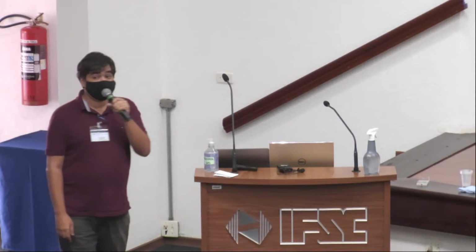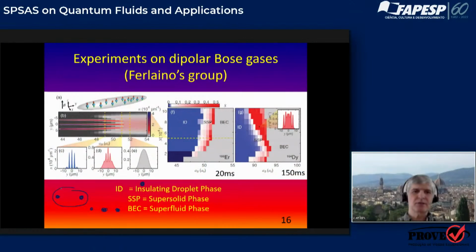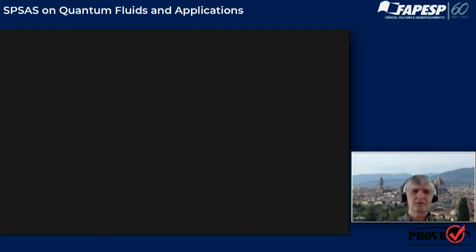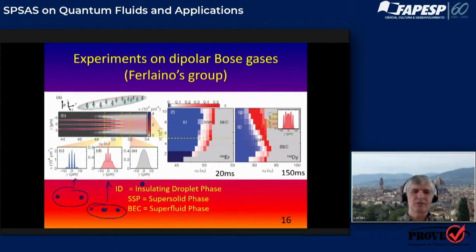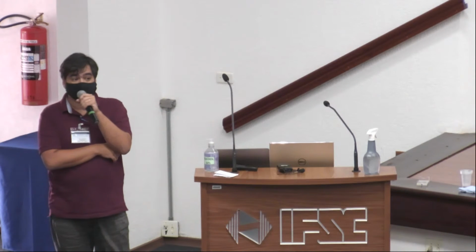Okay, thank you, Carlos. So using the Bragg scattering, you could answer this question. This would give you 2 peaks. The supersolid supposedly would give you 3 peaks. And the Bose-Einstein condensate gives you 1 peak at the center. Thank you. Do we have further questions?